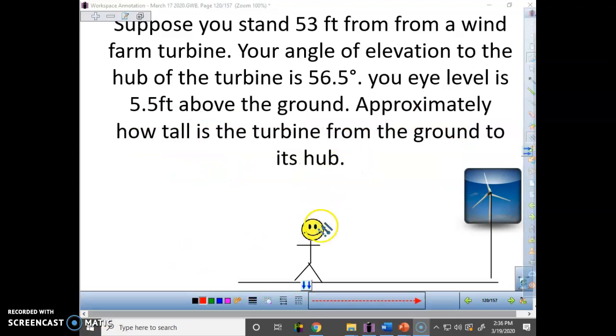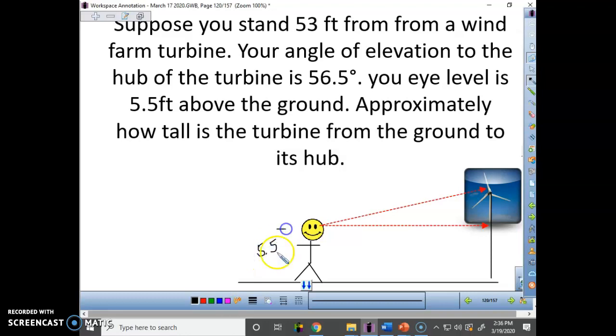Okay, I did a little work here. We've got our guy. He's looking up at the wind turbine. If he was looking flat, that's what it would be. And his eyes are 5.5 feet above the ground from there to there. And this is a 56.5 degree angle. This here will obviously be a 90. We've got another 90 here. We want to know the whole distance from here to here. But before we can find that, we need to find just that little part of the triangle.